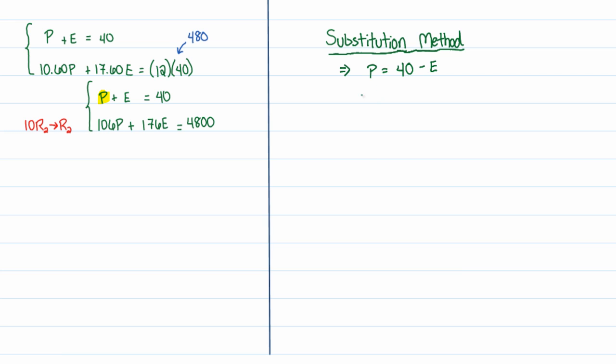And this is called the substitution method because now in my second equation, everywhere I see a p, I'm going to replace it with this expression right here, 40 minus e. So wherever I see a p down here, I will replace it with 40 minus e. Let me rewrite that equation. So this implies that 106 times what used to be p plus 176 times e must equal 4800. And now that we know p is just 40 minus e, I'll plug that in here.